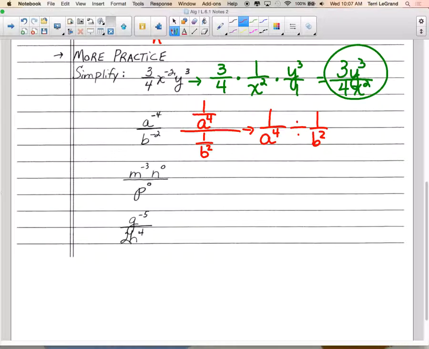Doesn't work. So, nice division problem? No? Oh, okay, then what are we going to do? Multiply by the reciprocal. So 1 over a to the 4th, that one never changes. The first fraction doesn't change. The division changes to multiplication, and we flip our other fraction.